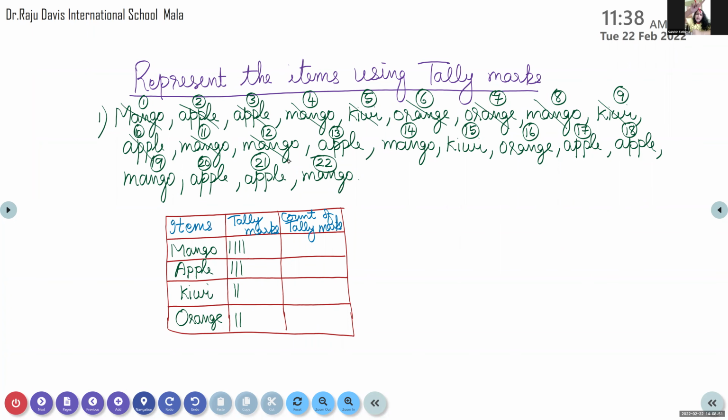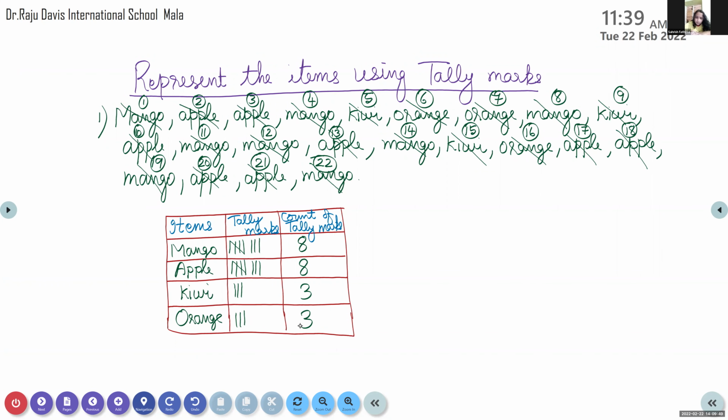Four lines. So we need to put it as a standing line, like this. Now apple. Fourth line. Then again mango. Leave a space and draw the other line. Then kiwi. Third line. Orange. Third line. Apple. Fifth line. So it should be a slanting line. Then again apple. Leave some space and draw one line. Mango. Again apple. Then mango, mango again. So for mango we have five, six, seven, eight. For apple, five, six, seven, eight. Kiwi, three. Orange.